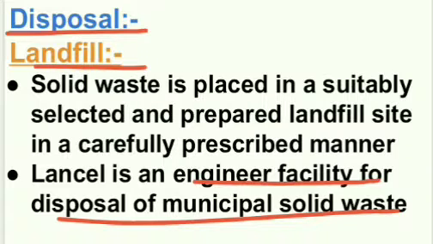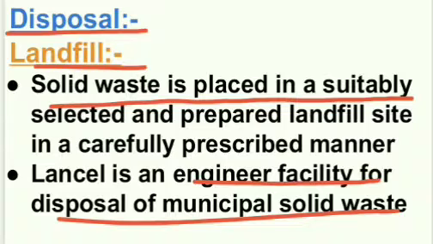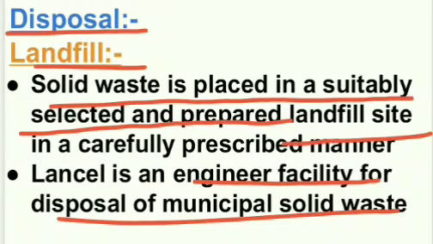In landfills, solid waste is placed in suitably selected and prepared landfill sites in a carefully prescribed manner. So this is how landfilling is done. Now after disposal of the solid waste, the process of solid waste management is completed. So this is all about the solid waste management hierarchy in which we have seen 4 R's and disposal of the solid waste.